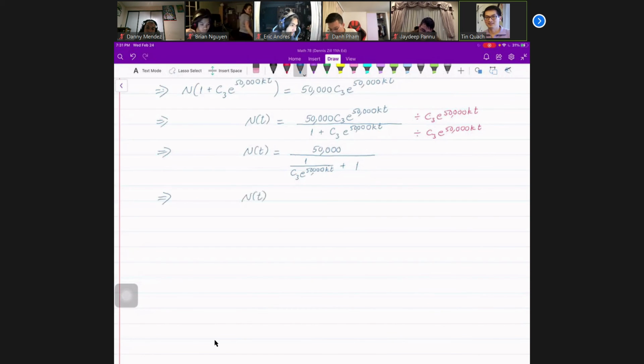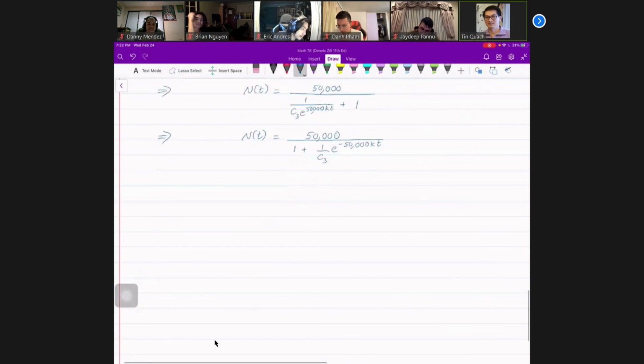So n of t. I like to write the 1 first. And then here I have 1 over c sub 3. And then the e on the bottom, I can write it on the top, raised to a negative power. Okay. All right. So now this factor, 1 divided by c sub 3, is just another constant.